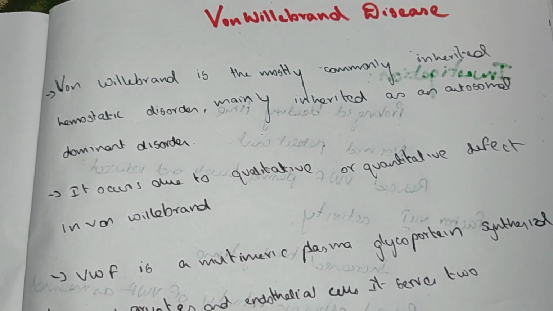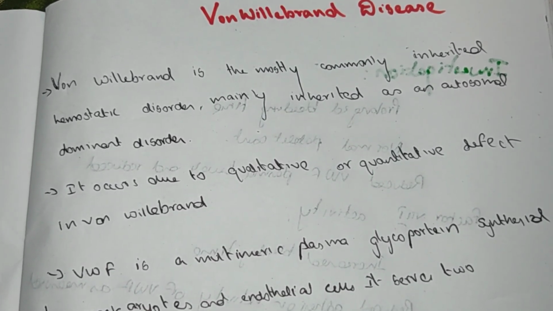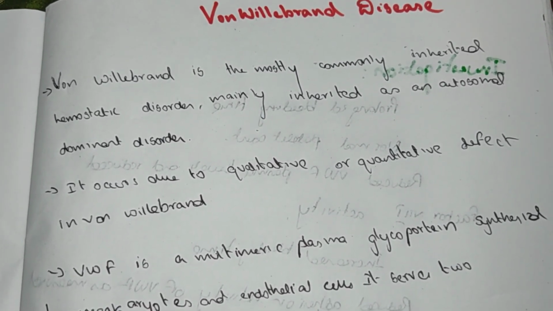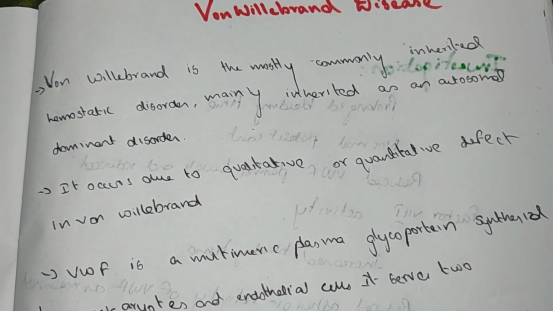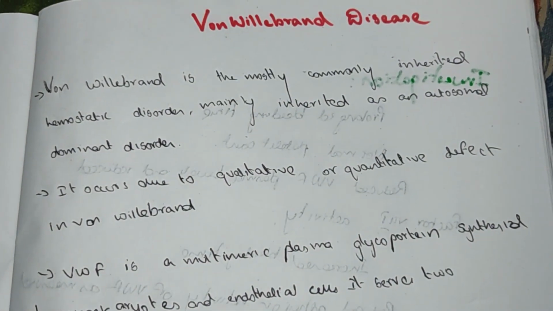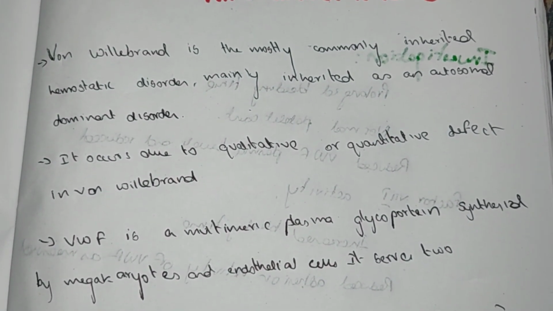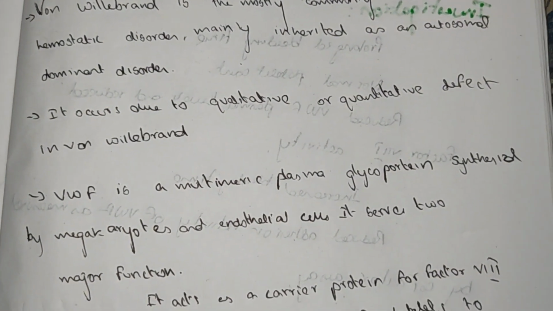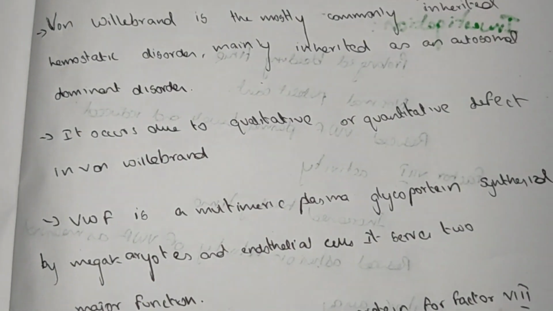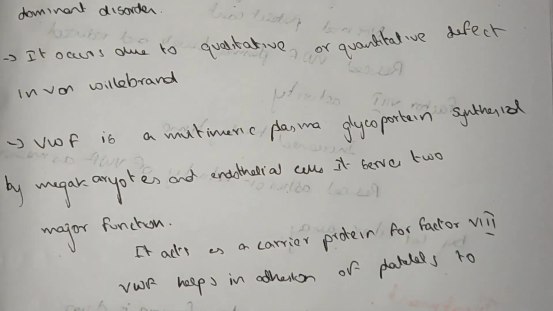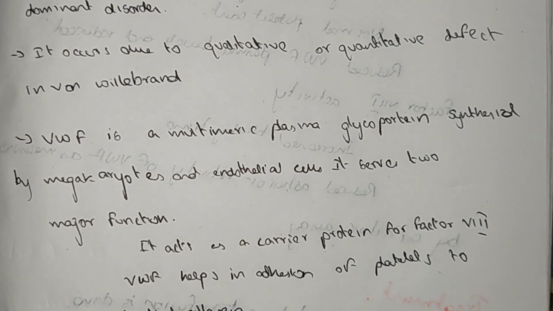In this video, we are going to see about von Willebrand disease. Von Willebrand disease is the most commonly inherited hemostatic disorder. Mainly, it is an autosomal dominant disorder. It is a blood disorder which occurs due to a qualitative or quantitative defect in von Willebrand factor. When there is any qualitative or quantitative reduction of von Willebrand factor, this causes von Willebrand disease.